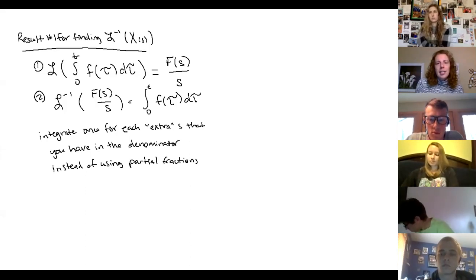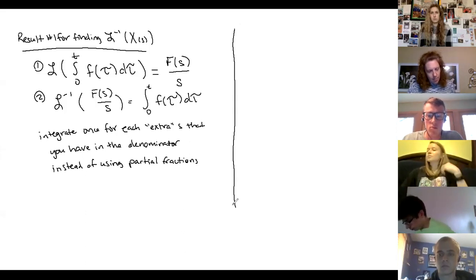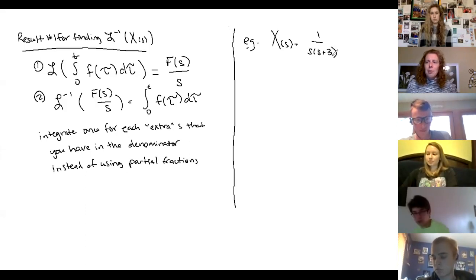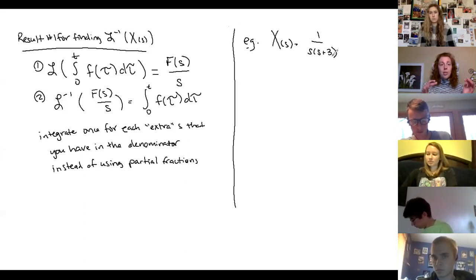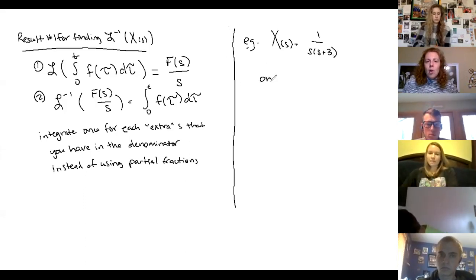Okay, let's look at an easy example first, and then we'll look at one with more s's in the denominator. So, for example, how about this one? We're just jumping into the middle of the problem here. Let's say that I get to the point where capital X of s is 1 over s times s plus 3. We've done step 1, we've done step 2. Everybody's clear on where we're at. Okay. So in this case, there is 1 extra s.